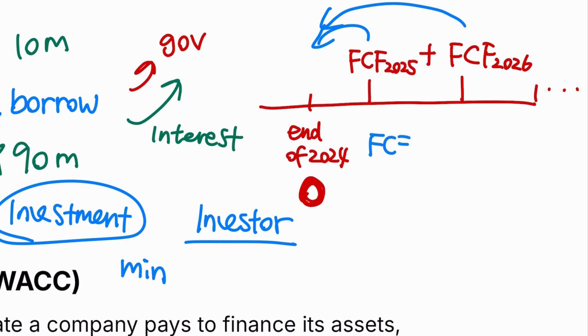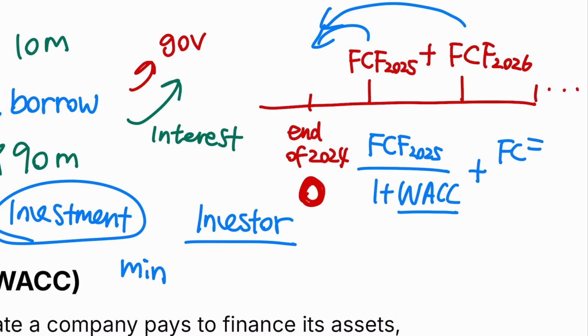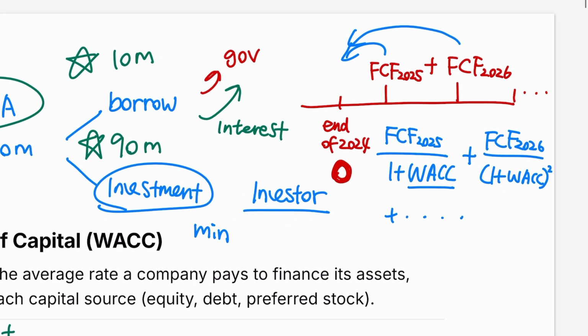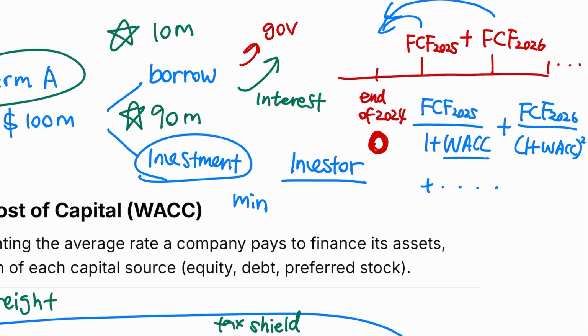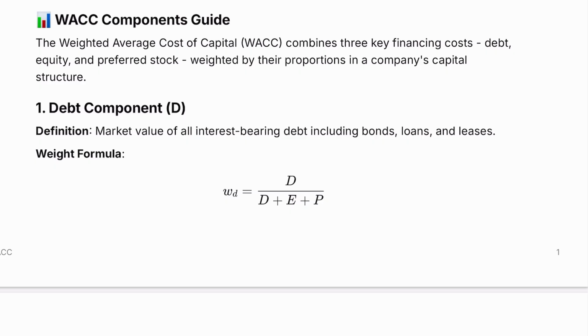So it should be free cash flow 2025 divided by 1 plus the discount rate. Here, the discount rate is actually WACC. And then the next one is FCF 2026 divided by 1 plus WACC squared. And we can add the other corresponding free cash flows. So WACC is used for discounting all the future free cash flows back to find the value of the company today. Now let's have a look at how we can find each component of WACC.